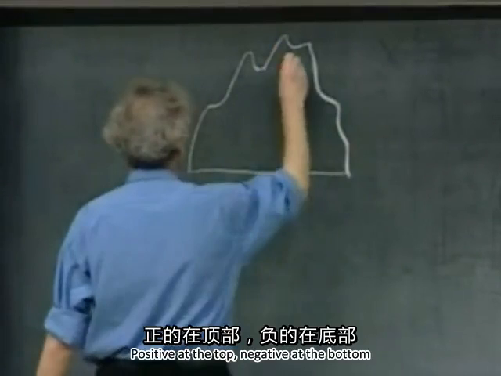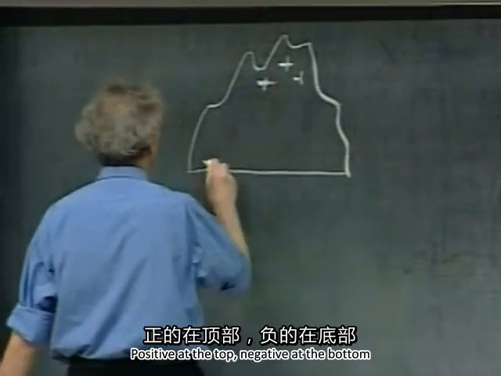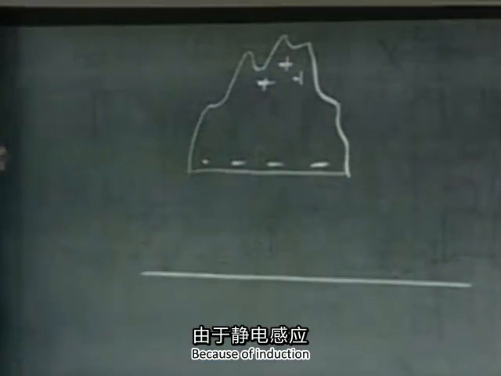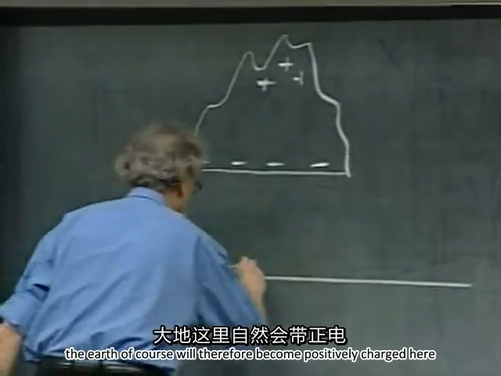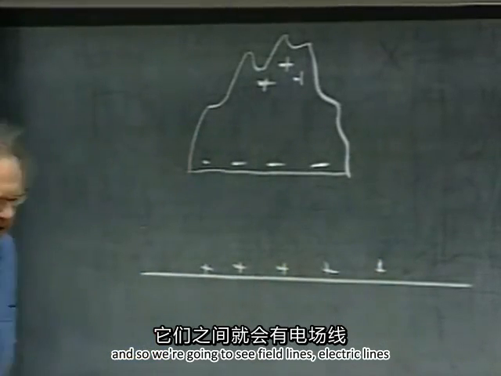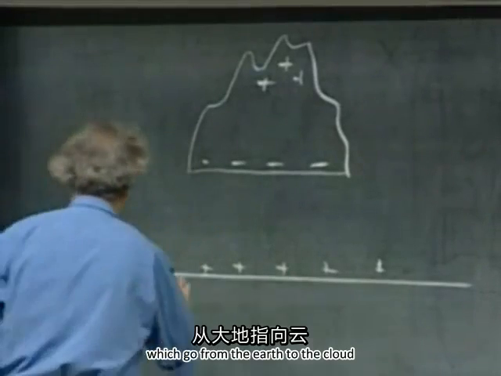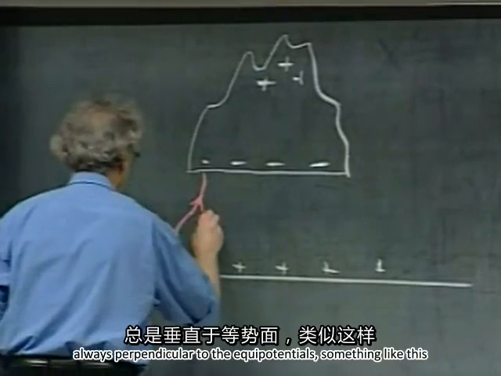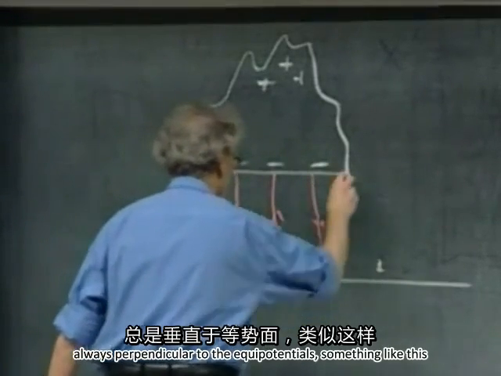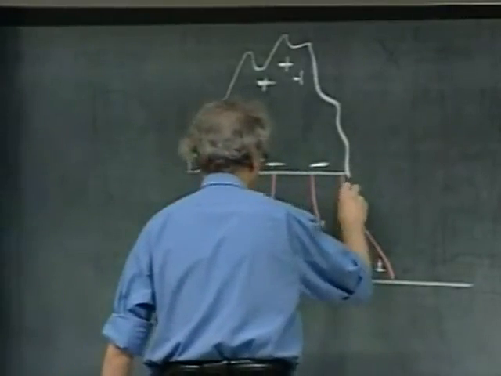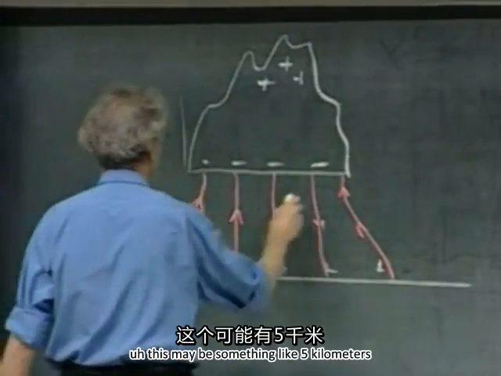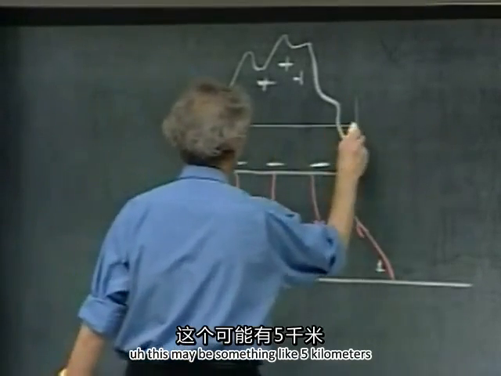This is the cloud, positive at the top, negative at the bottom, and here is the Earth. Because of induction, the Earth, of course, will become positively charged here, and so we're going to see electric field lines which go from the Earth to the cloud, always perpendicular to the equipotentials, something like this. I'll give you some dimensions. This may be something like 5 kilometers.